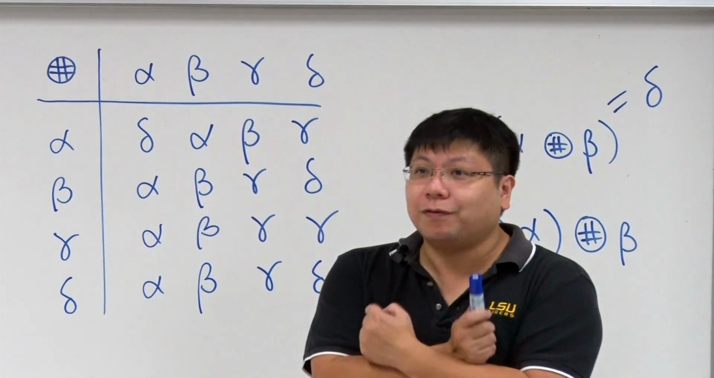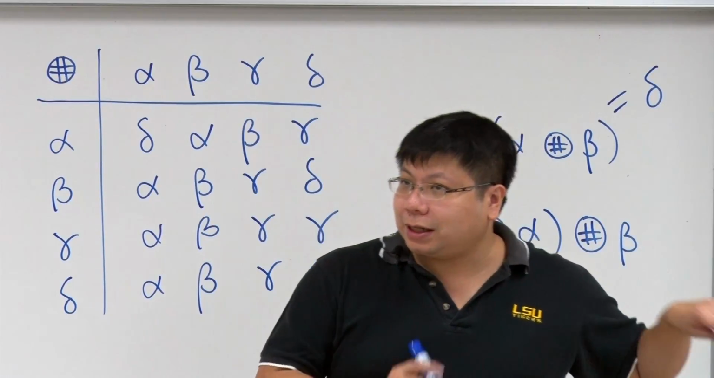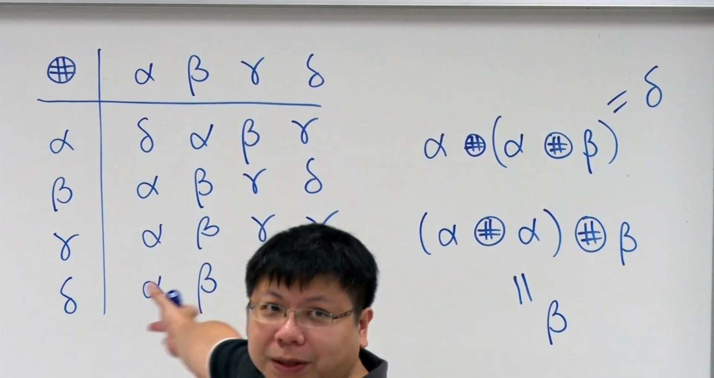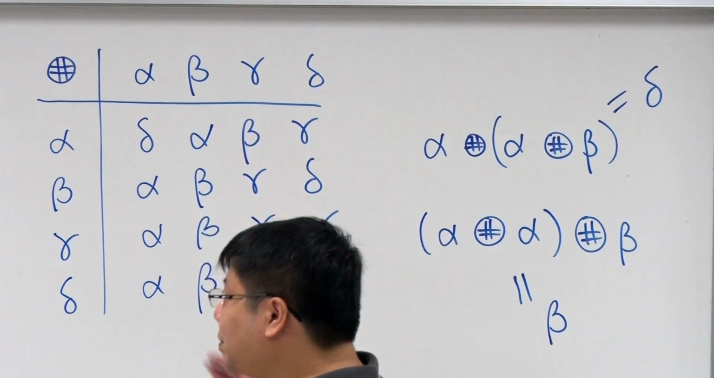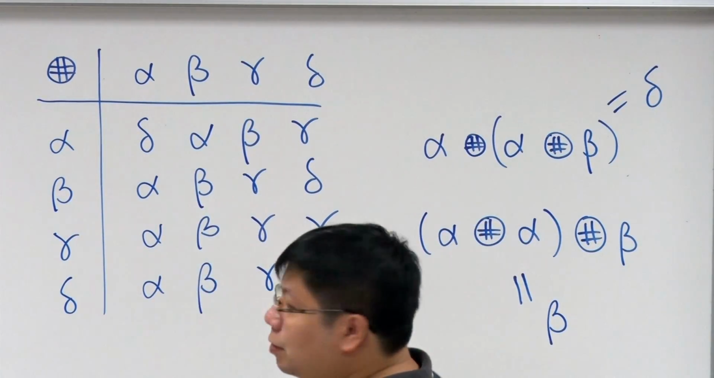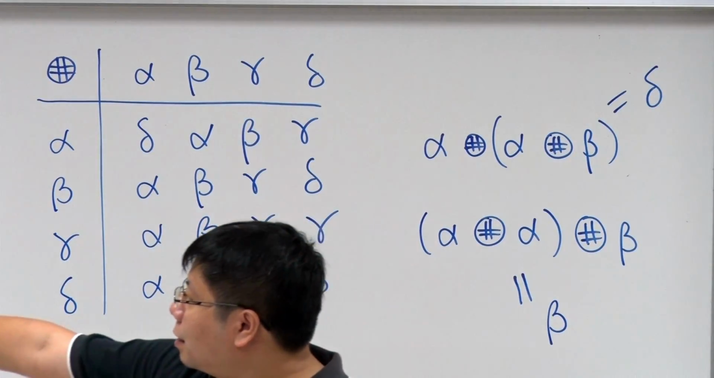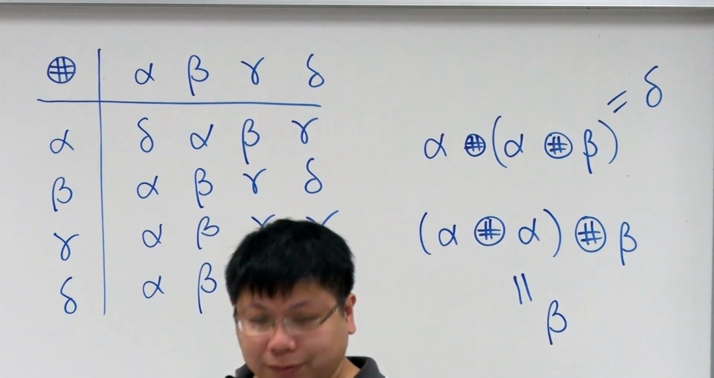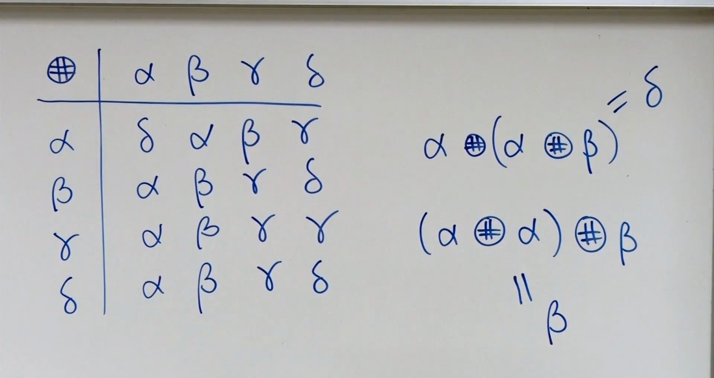So associative is very, very strict. We need every triple of items, A, B, C, which could be the same. Every possible case of items, you still need to satisfy the equality. So it is a rather hard condition to follow. Good.